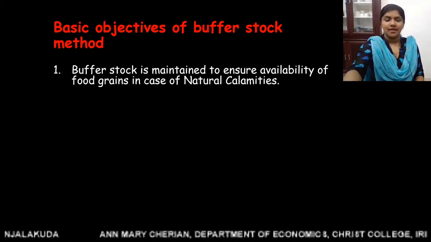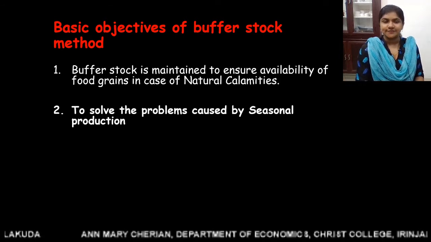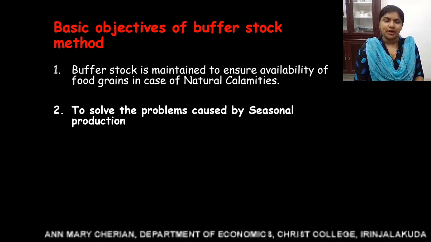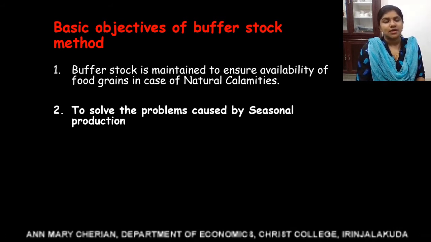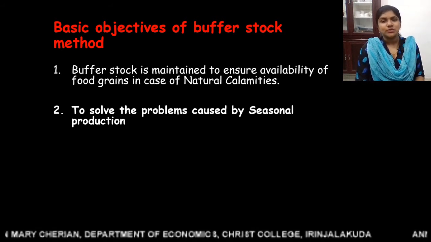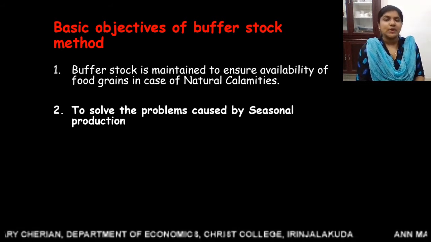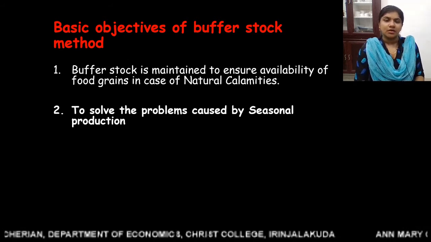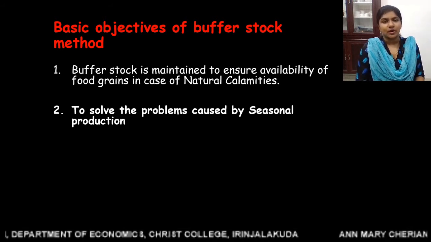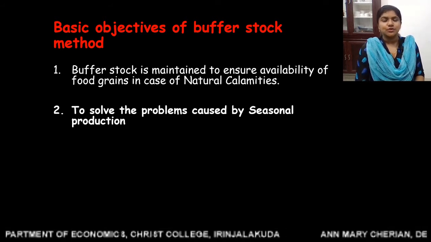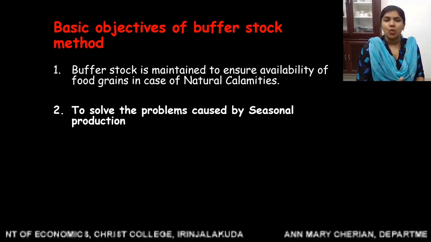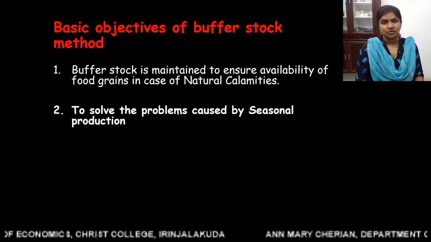Now let us move on to the second objective, to solve problems caused by seasonal production. We know agricultural production is seasonal. Farmers usually depend on monsoon. So a monsoon failure may cause scarcity of food products. So problems caused by seasonal production can be solved by releasing buffer stock.